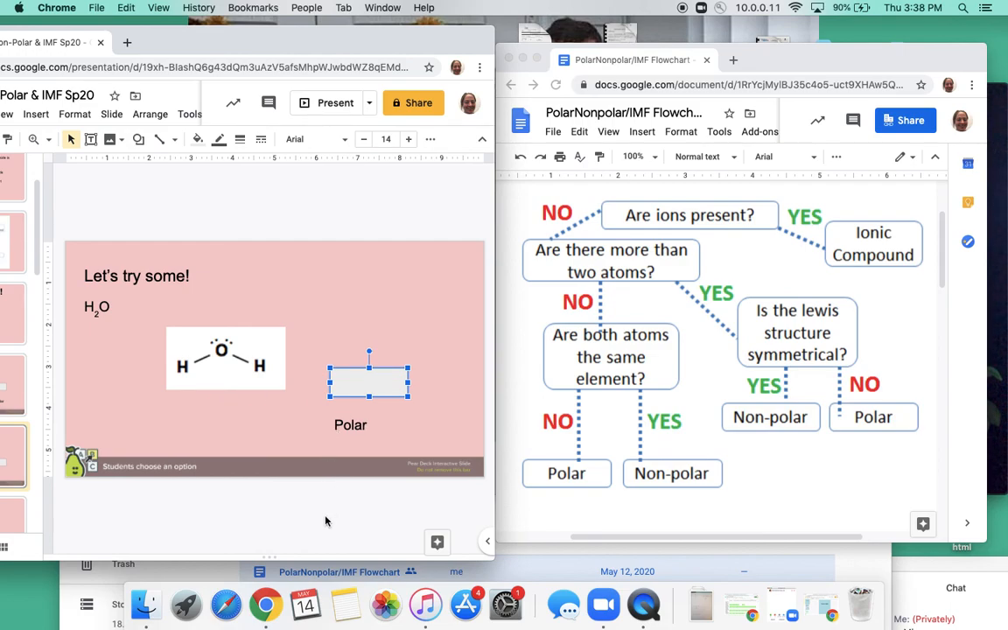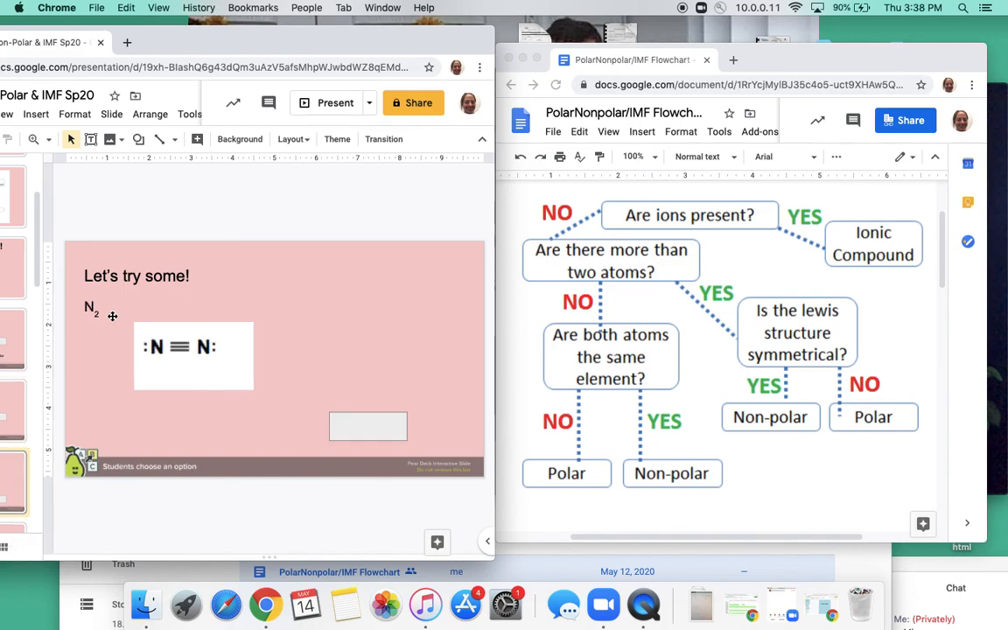Okay, let's try another. Our next one is N2. Once again, we ask ourselves, is it ionic? The answer is no, because there's no metals present. Are there more than two atoms? The answer is no, because there's only 2. Are both atoms the same? The answer is yes. So it has to be nonpolar. Okay, so remember, since it's nonpolar, each N is going to have the same pull on the compound.